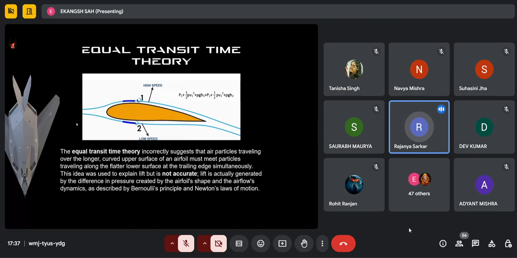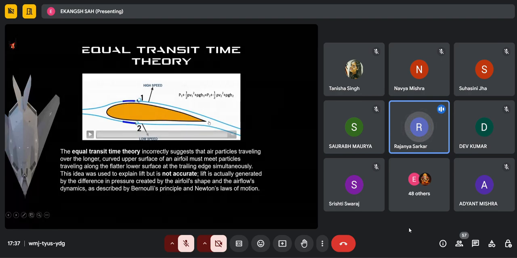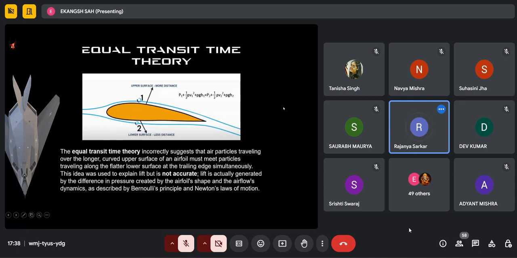As we can see from the diagram, the length of the curvature along the upper surface is greater than that of the lower one. That means the velocity of the fluid flow along the upper surface must be greater to attain the same time to reach from the leading edge to the trailing edge as compared to the flow along the lower surface.